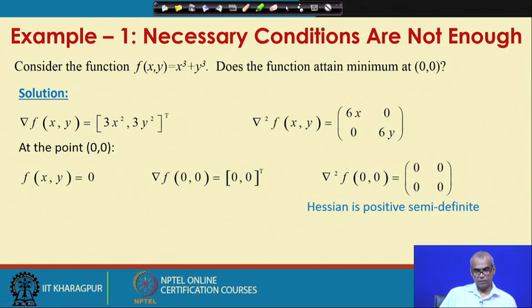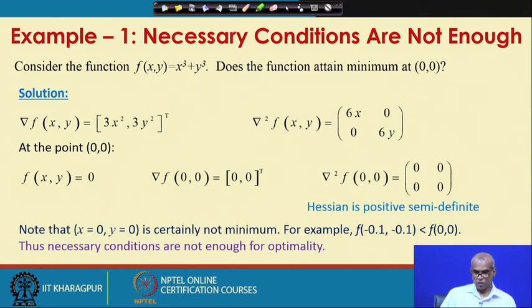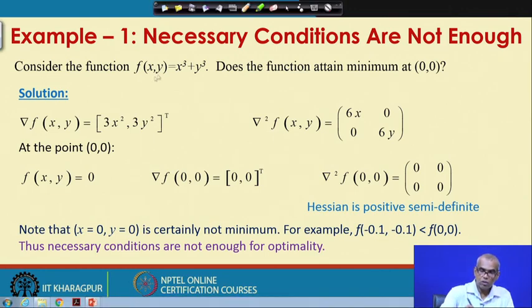So, evaluate this at the point 0, 0. The function value at 0, 0 is 0. The gradient vector at 0, 0 is also 0, 0 because 3x square and 3y square are the components. The Hessian is also all zeros. So, the Hessian is positive semi definite. So, the point 0, 0 satisfies all necessary conditions, but x equal to 0, y equal to 0 is certainly not a minimum for this function.